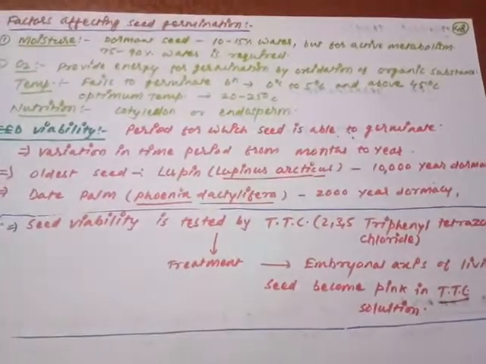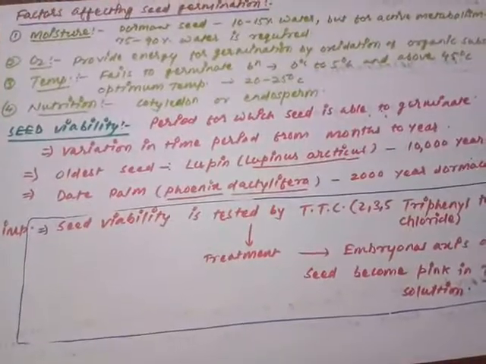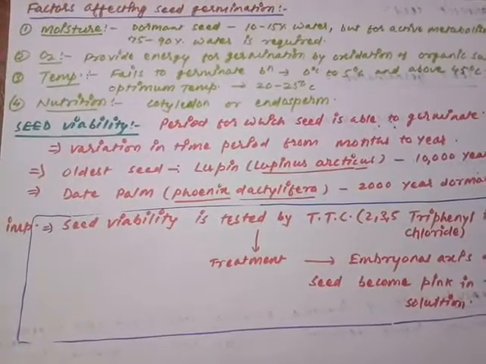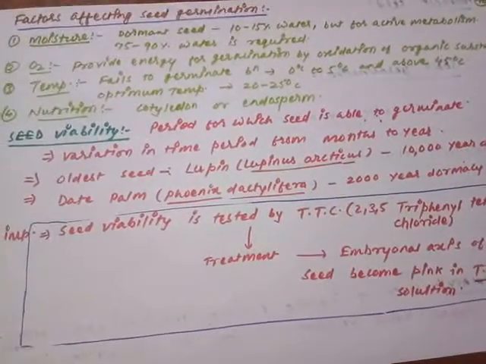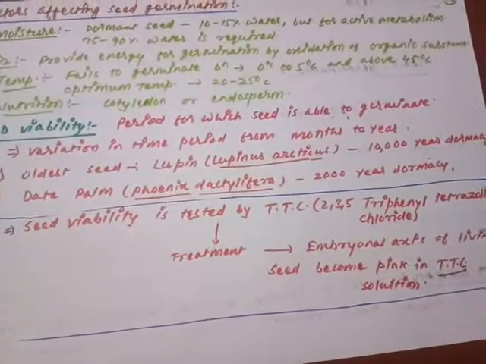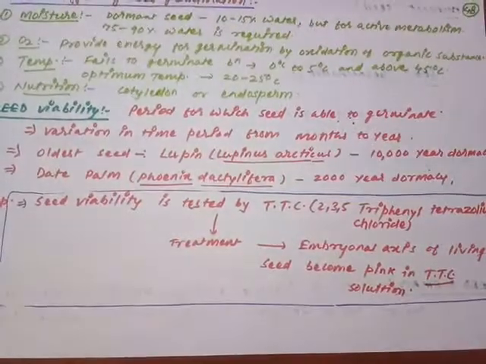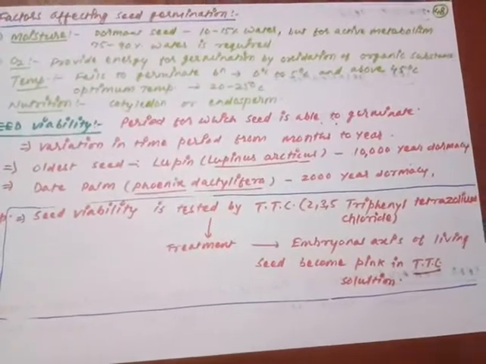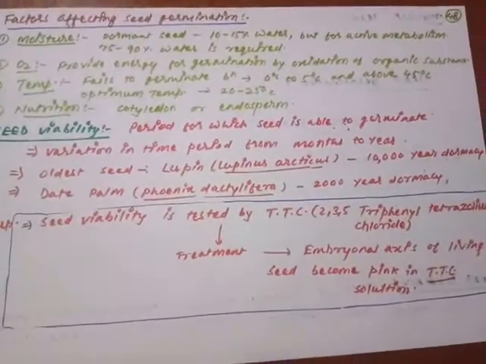Seed viability means the living capacity of germination, the time period for which the seed can be considered active and having the capacity to germinate. The period for which the seed is able to germinate itself is called seed viability. So that is highly variable in different types of seeds.